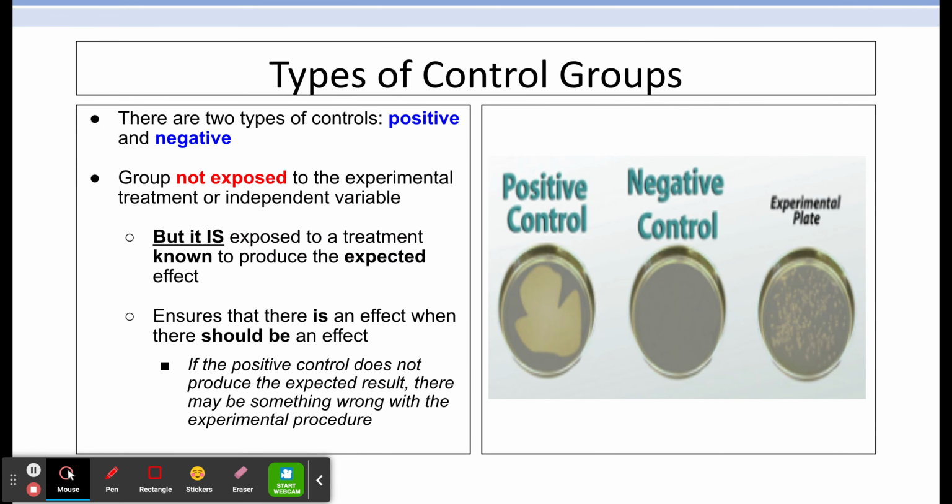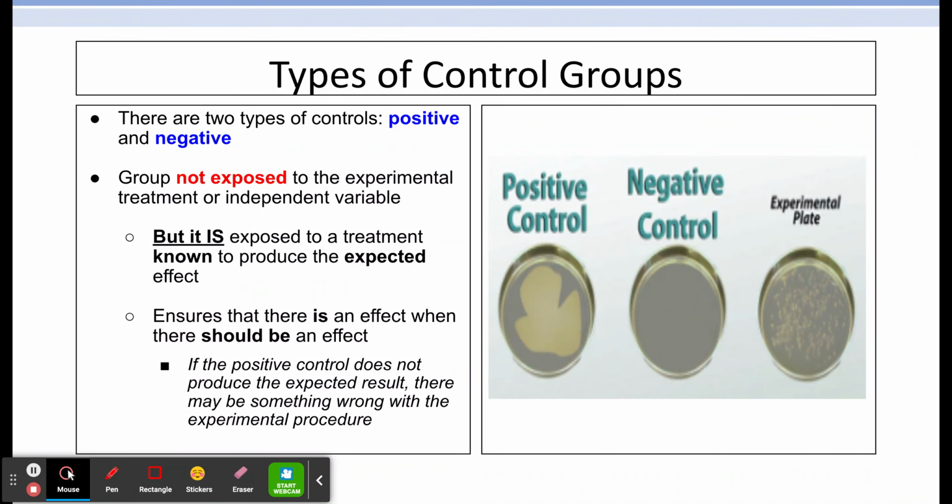So there are two types of control group, positive and negative. So this group is not exposed to the independent variable, but it is exposed to a treatment that's known to produce the expected result. So what this means is that there is an effect when there should be an effect.